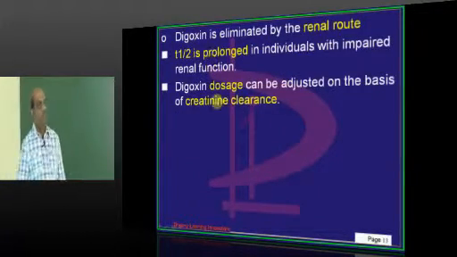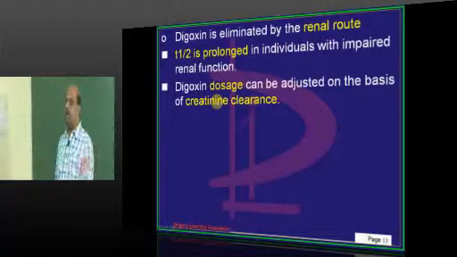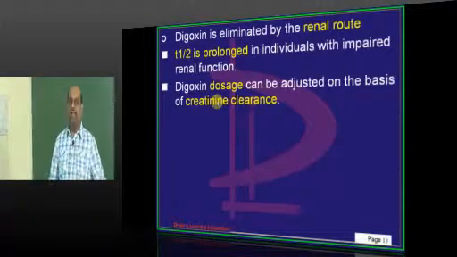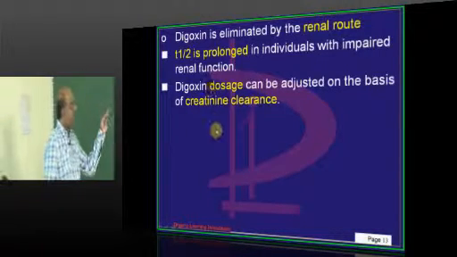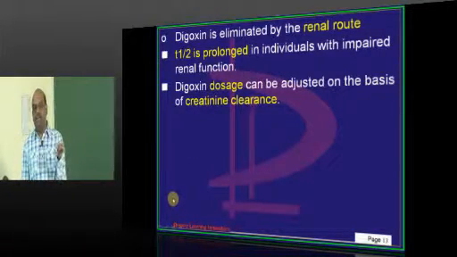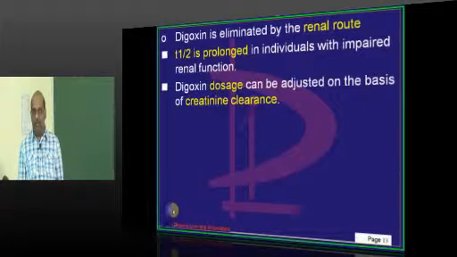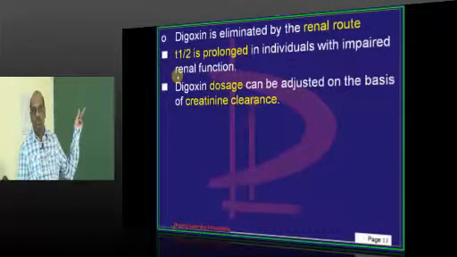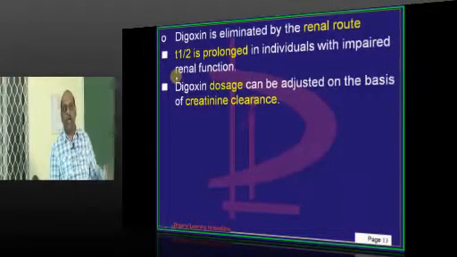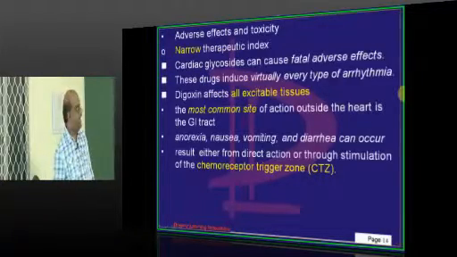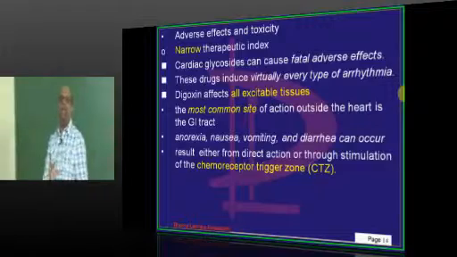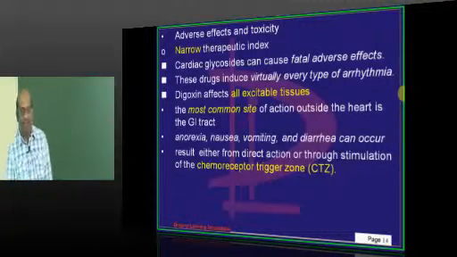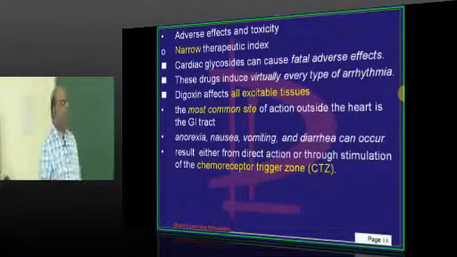Now, how is digoxin eliminated? Not by the liver, by the renal route, unlike digitoxin. So that is the reason any patient whose creatinine clearance is altered with renal failure, you need to alter the digitalis dosage, because the half-life of digitalis in that case will become prolonged. Then what are the specifics about digoxin? Narrow therapeutic index.